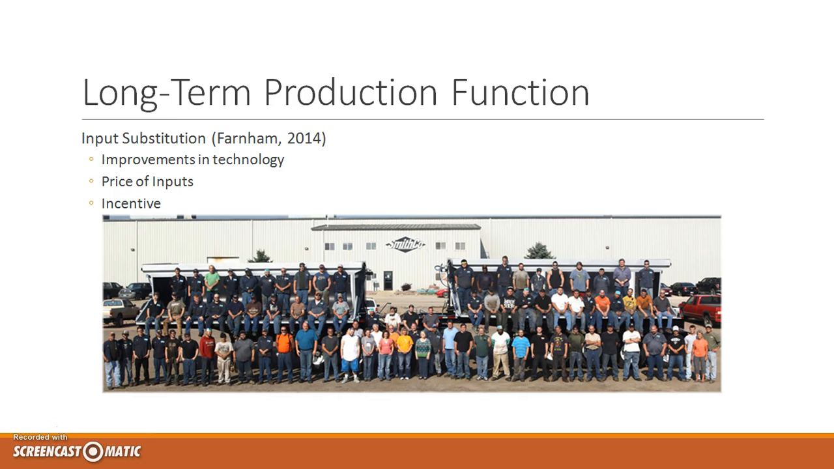Now, the second item I want to look at is the long-term production function. In general, this will mostly be considered input substitution. But within that input substitution, there were three main areas that I really wanted to take a closer look at, and they include the improvements in technology, the price of the inputs, and the incentive that a company has to possibly use a new, different technology or a cheaper input just to lower their overall cost to maximize that profit.